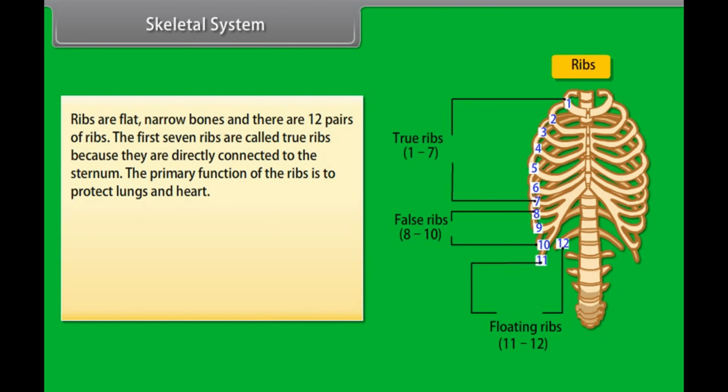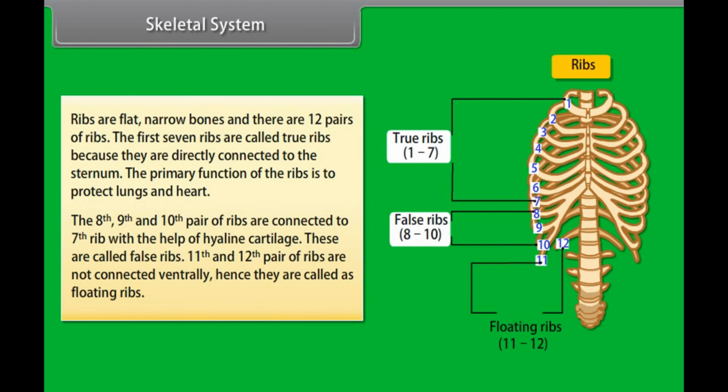Ribs are flat, narrow bones, and there are 12 pairs of ribs. The first 7 ribs are called true ribs because they are directly connected to the sternum. The primary function of the ribs is to protect lungs and heart. The 8th, 9th, and 10th pair of ribs are connected to the 7th rib with the help of hyaline cartilage. These are called false ribs. The 11th and 12th pair of ribs are not connected ventrally. Hence they are called floating ribs.